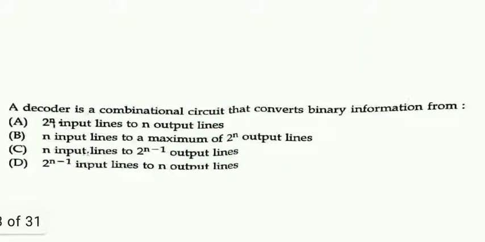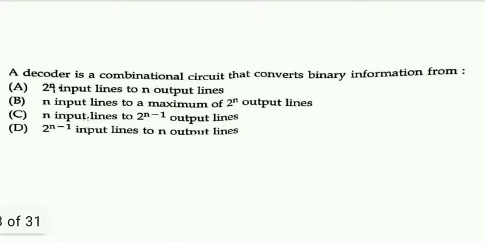Next one. A decoder is a combinational circuit that converts... This is a direct question. For a decoder, n is the input and 2^n is the output lines. So option A is the right answer. Whereas an encoder has 2^n inputs and n outputs, or n input, 2 power n output.